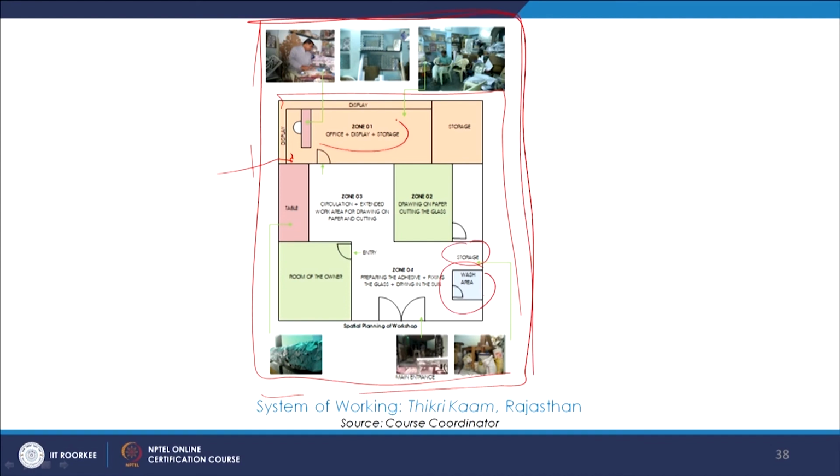There is zone 1 which is mostly display and office, and then zone 2 is for drawing and cutting the glass. Zone 3 is circulation and extended work area for drawing on paper and cutting, and zone 4 is mostly preparing the adhesive, fixing the glass and drying in the sun. And you know how each zone is used by different stakeholders and how the work is done.